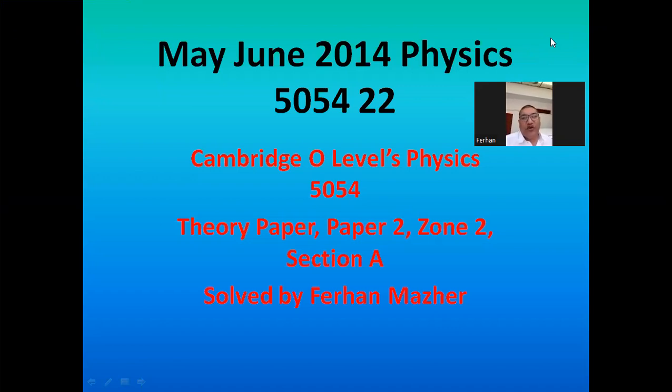This is Cambridge O Levels of Physics, and today we have set our hearts to solve a theory paper. We call it paper 2, and today we have selected the May-June 2014 2-2 paper. This paper belongs to zone 2, or we call it variant 2. In this video, we are going to attempt section A of this paper. Section B, we will attempt in another video.